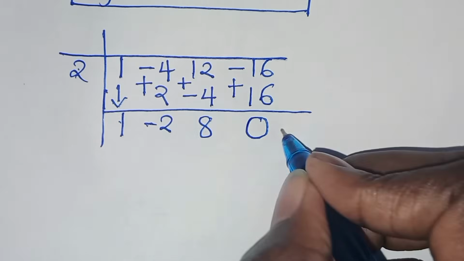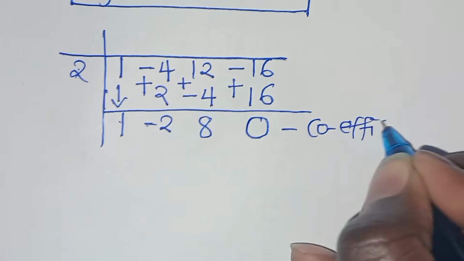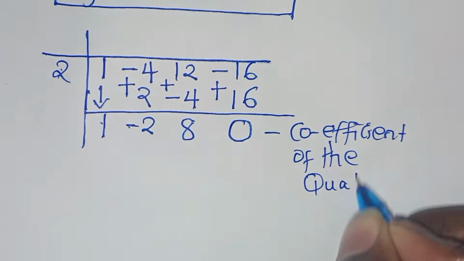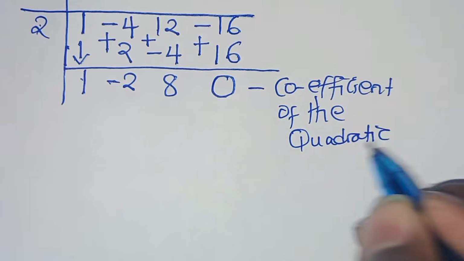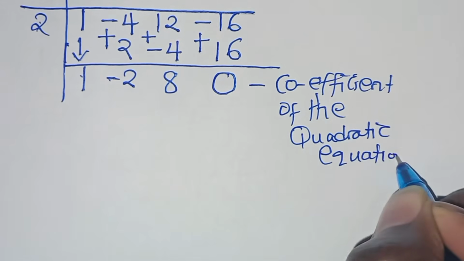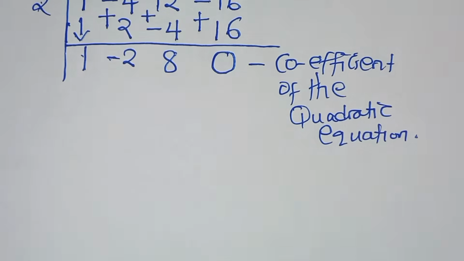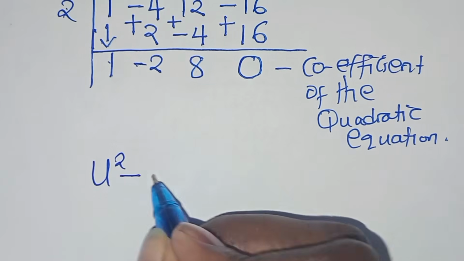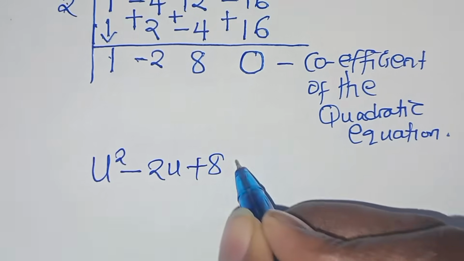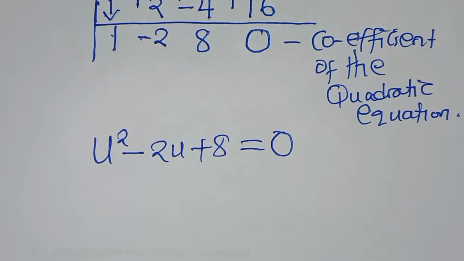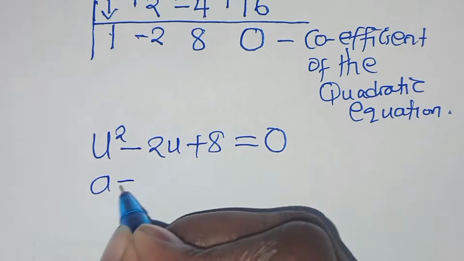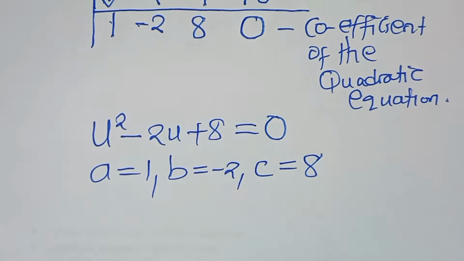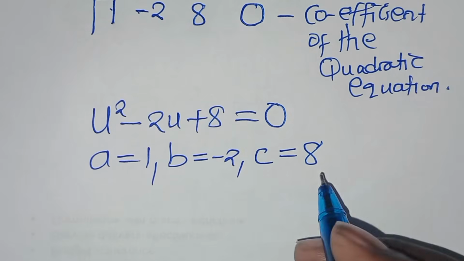So essentially, these are the coefficients of the quadratic equation. And therefore from here, this implies that here we have u squared minus 2u plus 8, this is equal to 0. So this is a quadratic equation with a equal to 1, b equal to minus 2, and c equal to 8. So let's apply the quadratic formula.